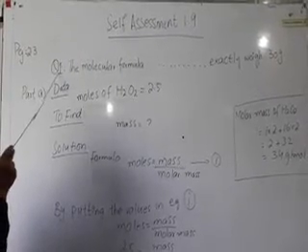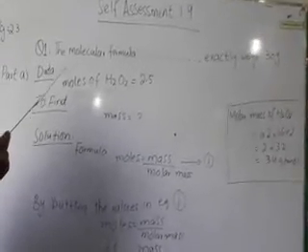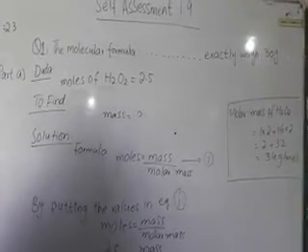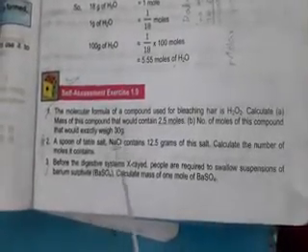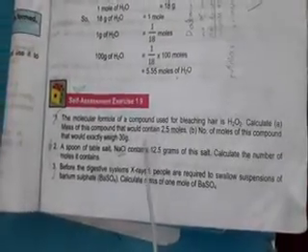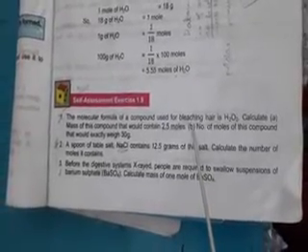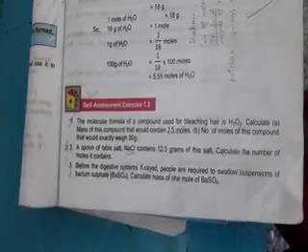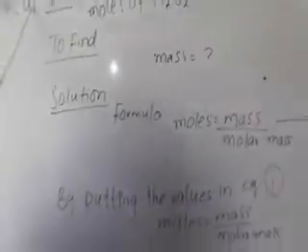Question number 1 of this self-assessment says, the molecular formula of a compound used for bleaching hair is H2O2. Calculate. Now it has two parts. Part A: the mass of the compound that would exactly weigh 2.5 moles. And part B asks you to calculate the number of moles of this compound that weighs 30 grams. Now we'll solve part A first.